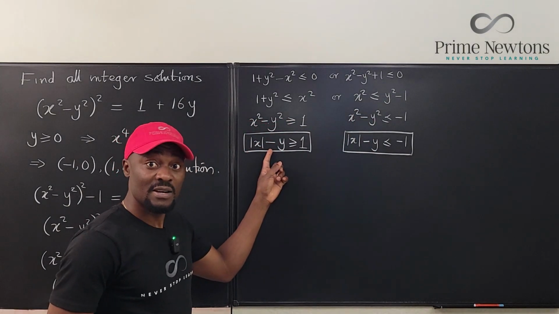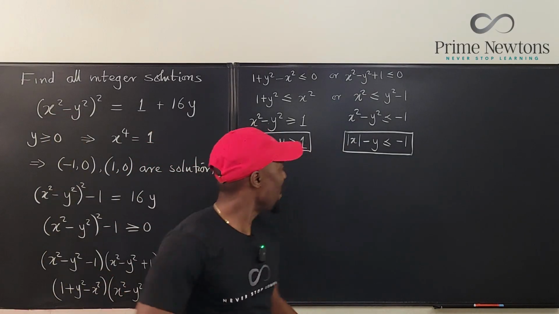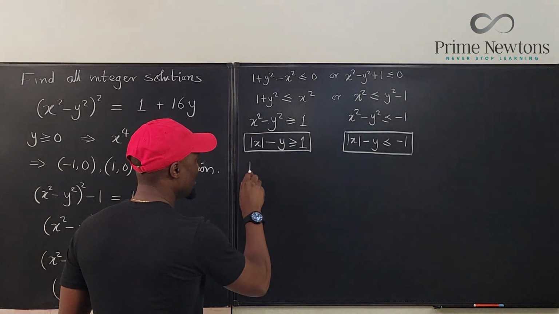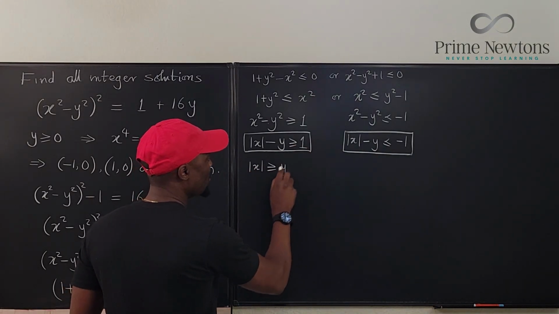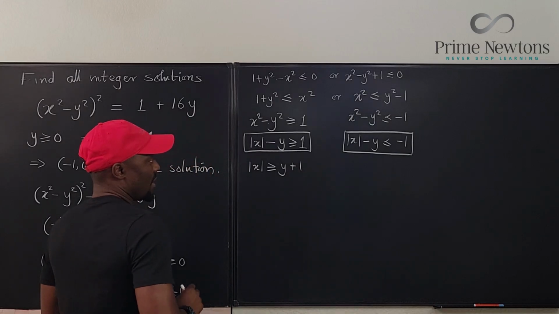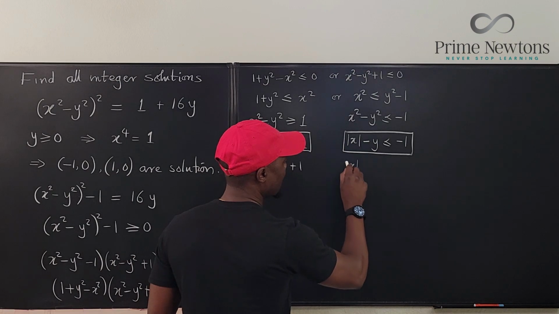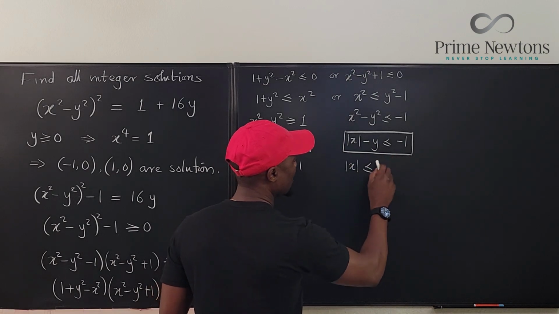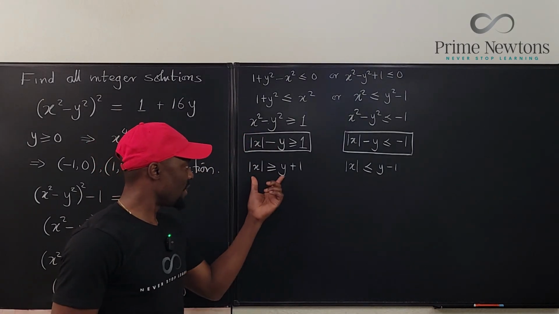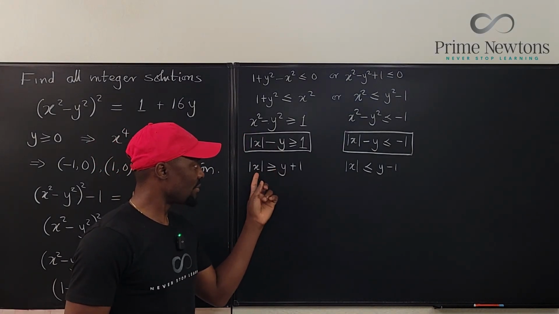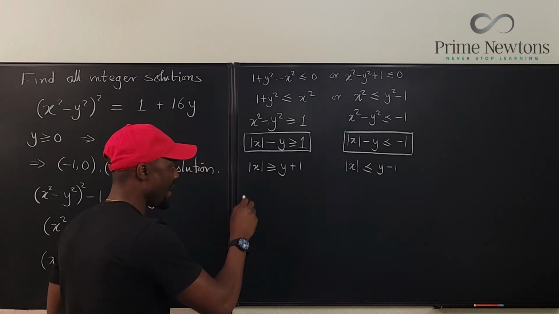And from here, see what I'm going to do. Because remember, I'm trying to generate this guy here. So what I'm going to do here is say, hey, absolute value of x is greater than or equal to, if I move the y here, it becomes y plus 1. And on this side, I'm going to have absolute value of x is less than or equal to, move this y, y minus 1. Now, if I want to get rid of the absolute value signs, I just need to square both sides. If I square both sides, see what I'm going to have?